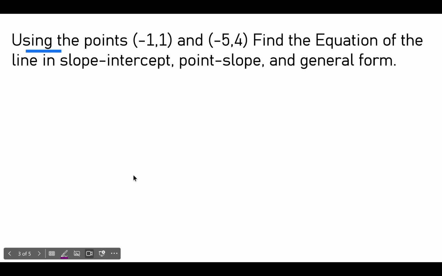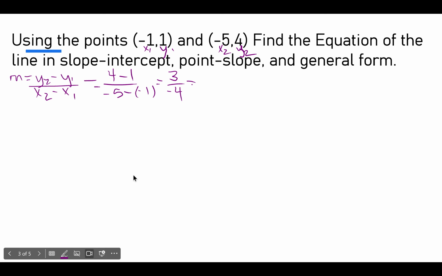We have 2 points, and we're going to find the equation of the line in the 3 forms given. So first off, in these forms, you definitely need the slope, and your slope formula is y2 minus y1 over x2 minus x1. So if you label your points, you have xy for each of these, because all of these are ordered pairs. To tell them apart, call the first one 1, the second one 2, and then plug it into the formula. So you'll have 4 minus 1 over -5 minus -1. So 4 minus 1 gives you 3. -5 minus a negative means you're adding, will be -4. So your slope is -3 over 4.